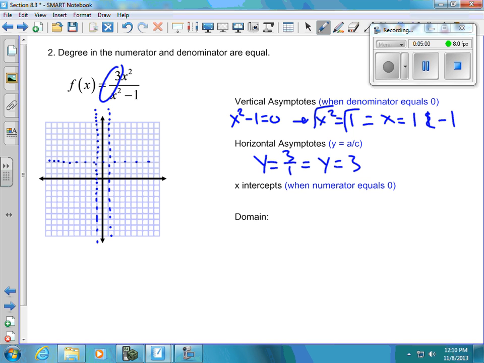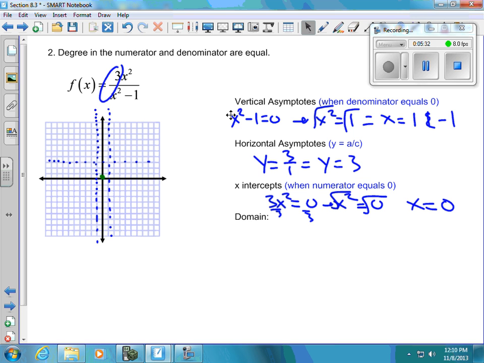The x-intercepts are when the numerator equals 0. Our numerator is 3x squared. Solving that, we divide by 3. We get x squared equals 0. We square root both sides. X is 0 because there's no such thing as a positive or negative 0. So that value is actually on the graph. I'm going to use a green dot for that. That's what we label the graphs with. So we have all those things labeled.